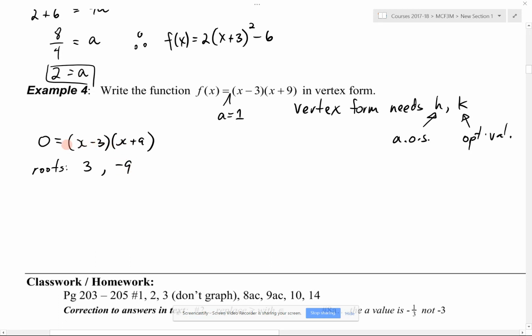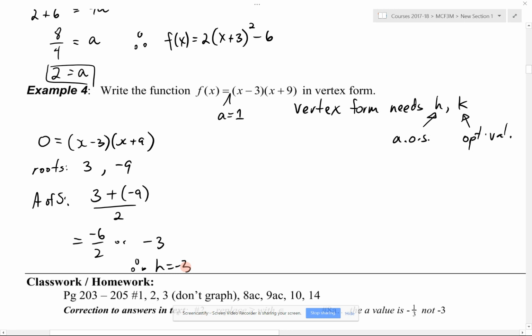So if I was interested in finding my axis of symmetry, I add my two roots together, 3 plus negative 9, and I divide by 2. When I do that, I get negative 6 over 2, or simplified to negative 3. So there's my axis of symmetry. Therefore, I can say h equals negative 3.